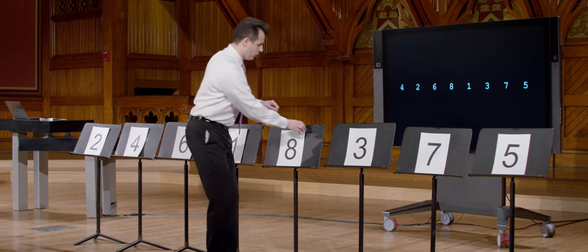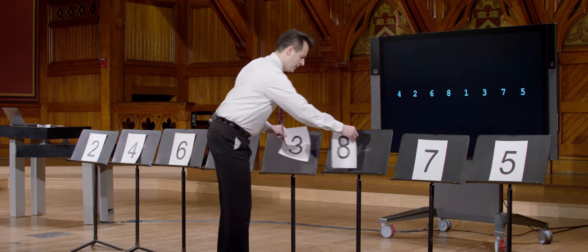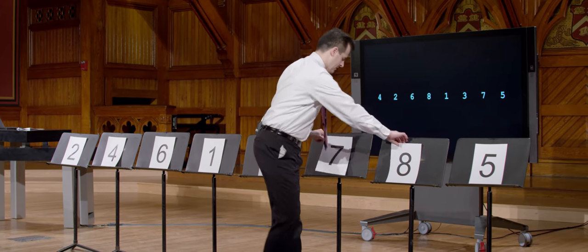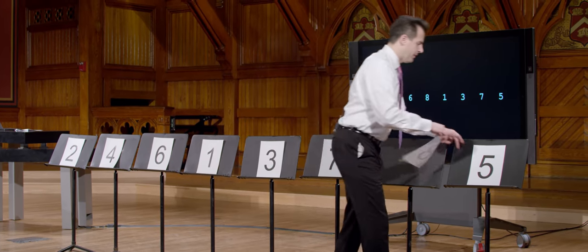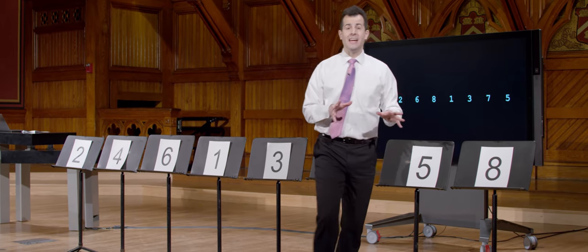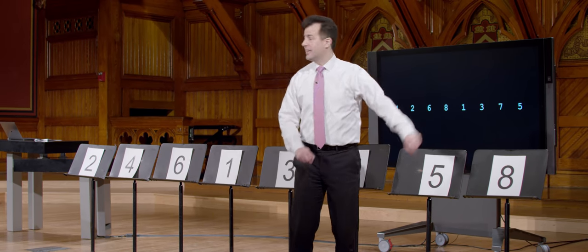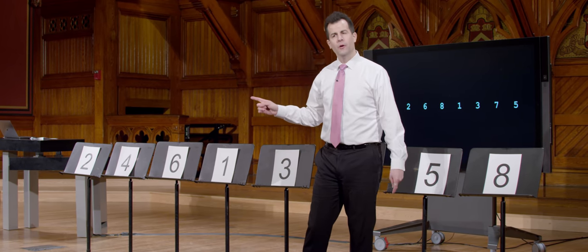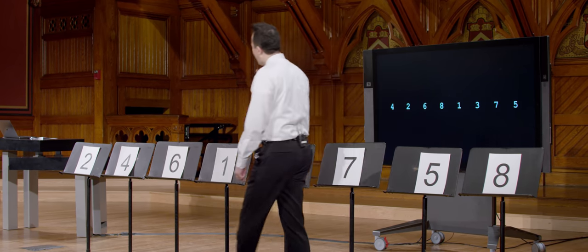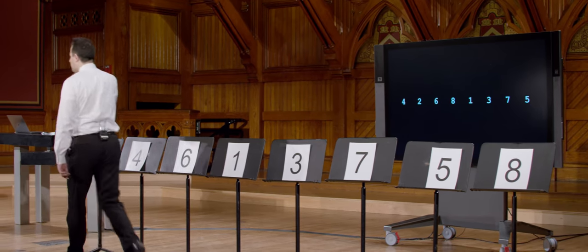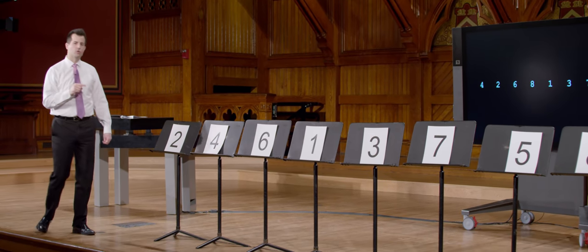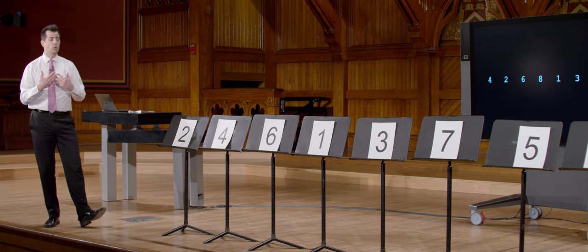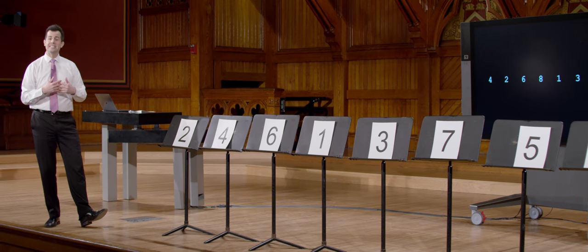8 and 3, let me make a quick fix. That's better. 8 and 7, quick fix. That's better. 8 and 5, quick fix. That's better. So this is great. 8 is all the way to the right as intended, and 1 is not yet all the way to the left. So I haven't solved the problem, but I have improved it. I've gotten a step closer to the correct solution of sorted numbers because some of the values moved at least one step closer to their intended location.